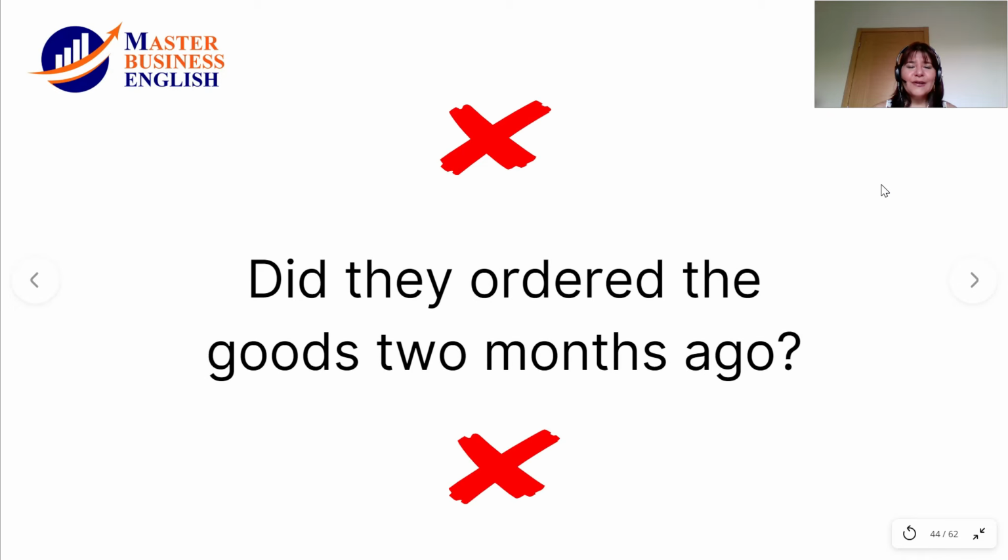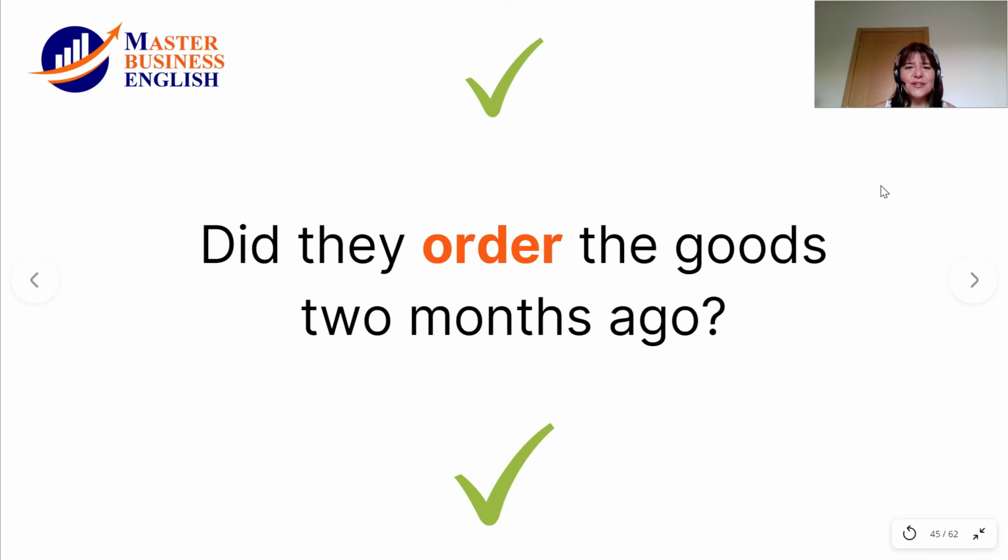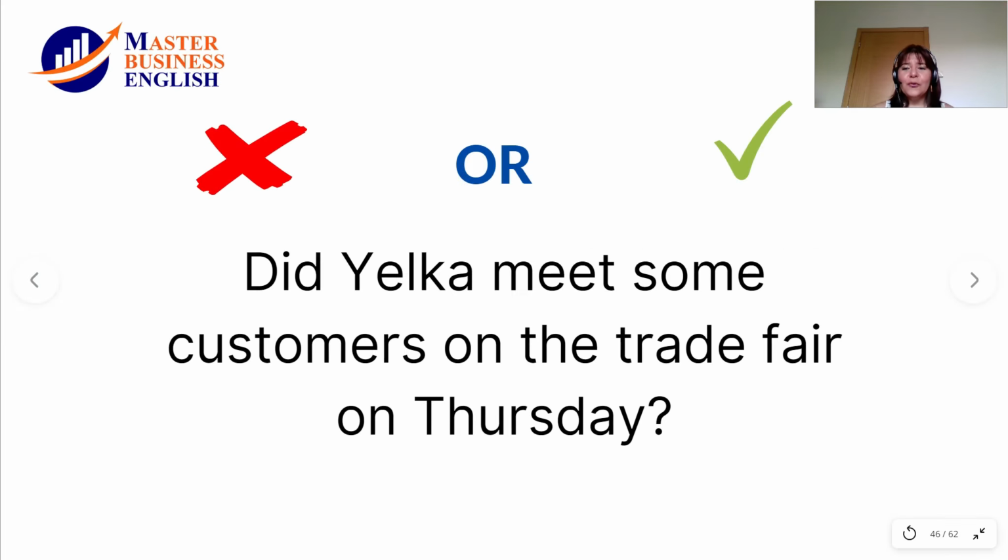It is wrong. Why is it wrong? Because we must use the verb in infinitive when we have the auxiliary did. Did they order the goods 2 months ago? Okay, did is the auxiliary, the verb goes in infinitive. Very good. Let's go to see another one.